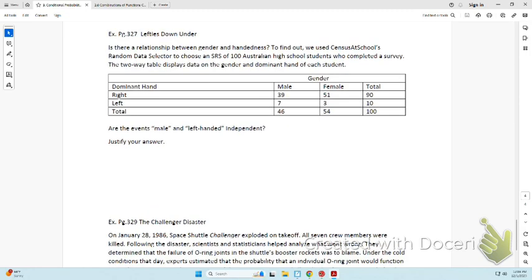We have this census at school data on Australian students. Thankfully, we have a nice round number of 100 students. We have males and females, right-handed people, left-handed people, and they want us to show if being a male and left-handed are independent. So first off, I like to state the rule. If probability of male times probability of left happens to equal probability of being a male and left-handed, then independent.